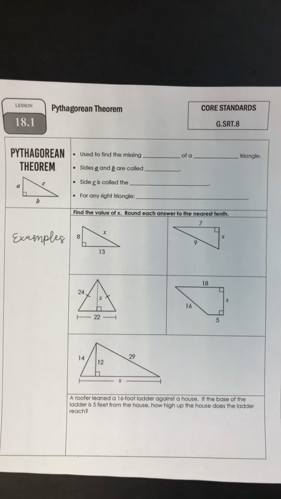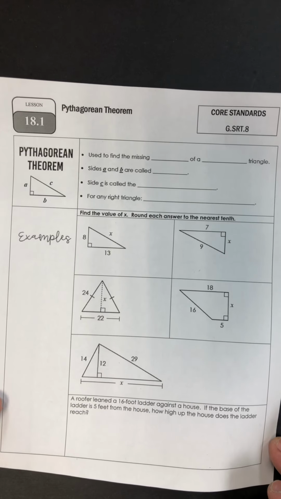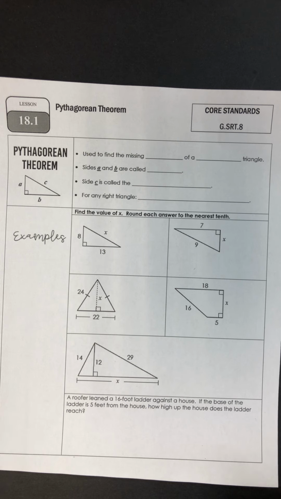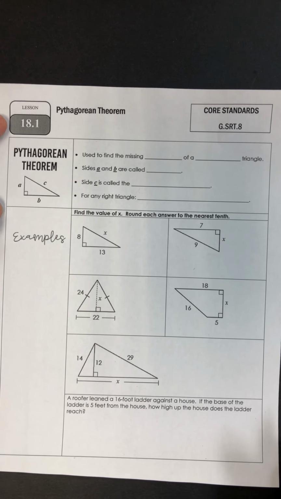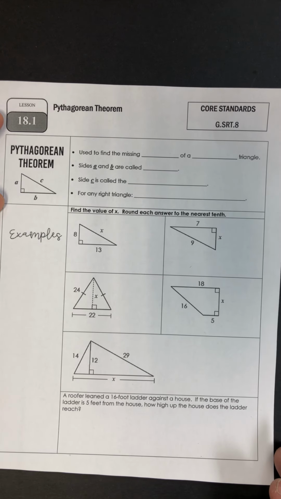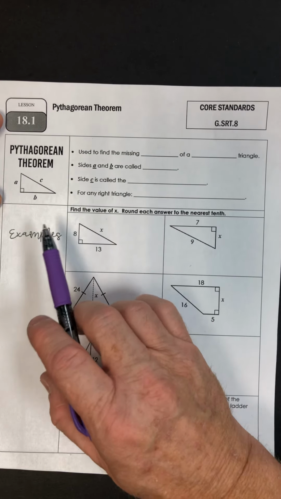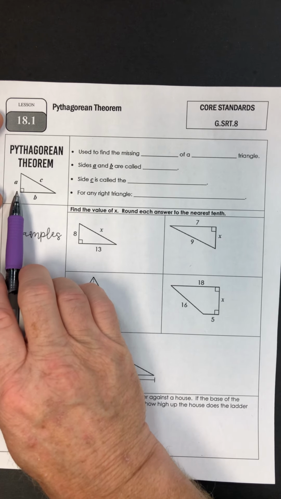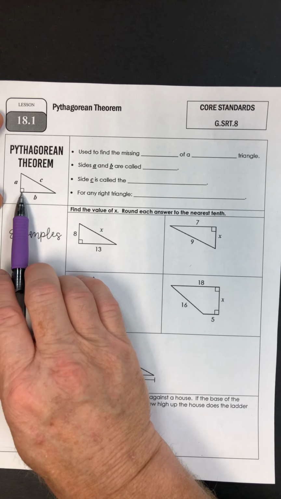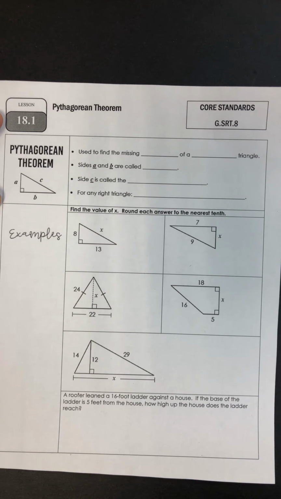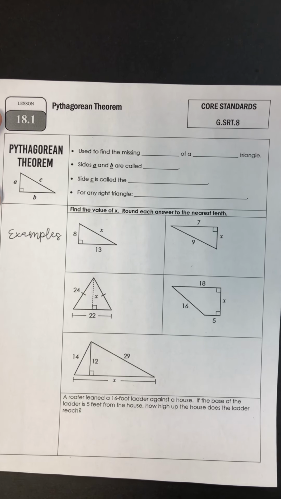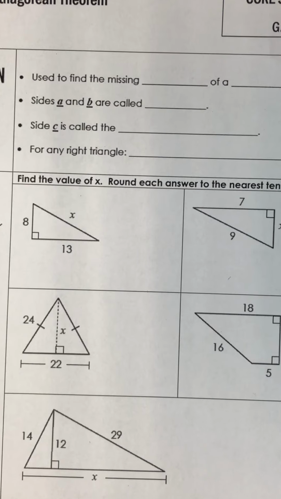All right, here we are with 18.1, the Pythagorean Theorem. You may be familiar with this, I don't know. I think you may have covered this a little bit maybe in previous years, but if so, great, consider this a review. So the Pythagorean Theorem is how we relate the sides in a right triangle. It has to be a right triangle. We can't do this if it's not a right triangle.